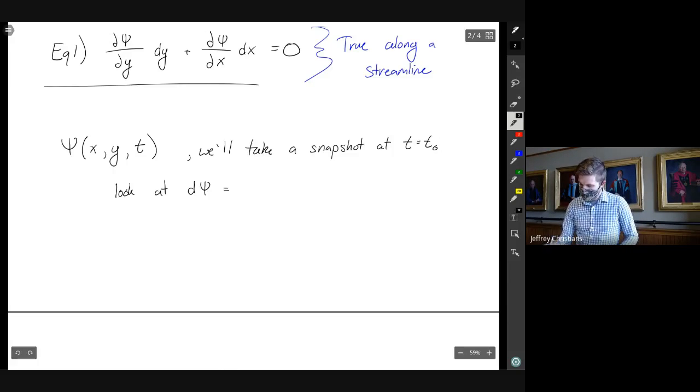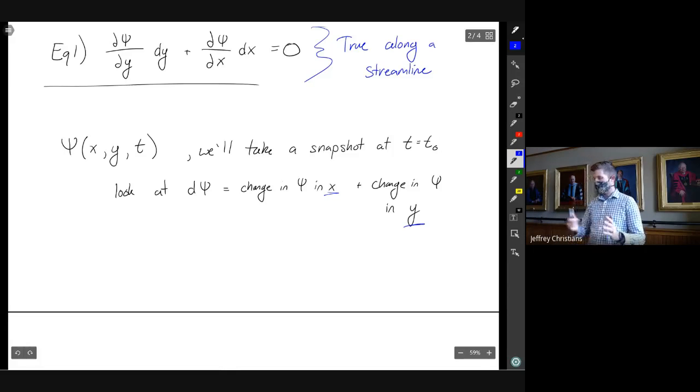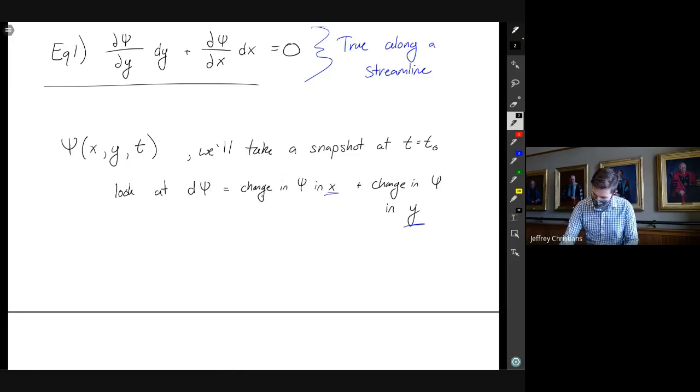So we could rewrite this. This is the change in psi in x plus the change in psi in y. Okay, so that would be just mathematically how we would look at it. We'd say, how is the stream function changing? Well, it's changing in both x and it's changing in y. So you have to account for both of those things. All right, mathematically, what does that mean?